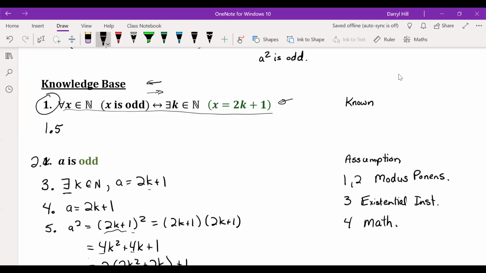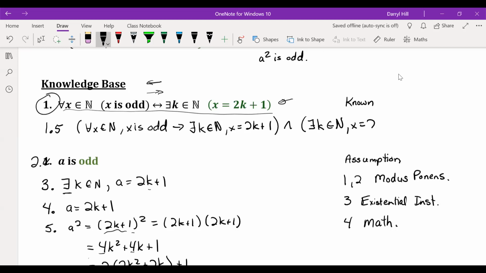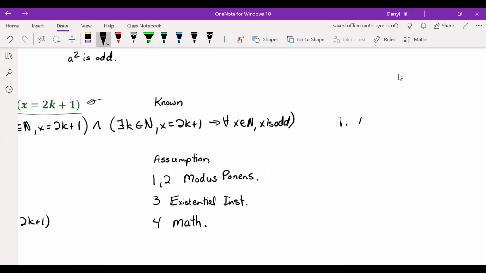So this biconditional equivalence is, I could say that for all x element of the natural numbers, x is odd implies there exists a k, and the reverse of that. Or not the reverse, but the inverse. So that's what it should look like. So using the biconditional equivalence, I could say that, and this is 1 and biconditional equivalence.